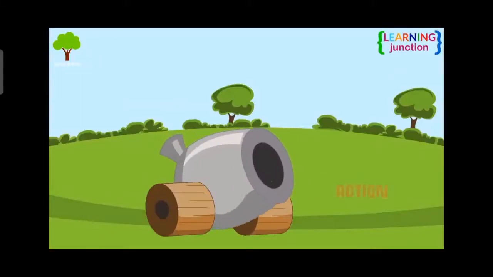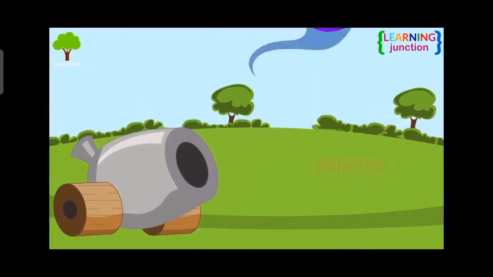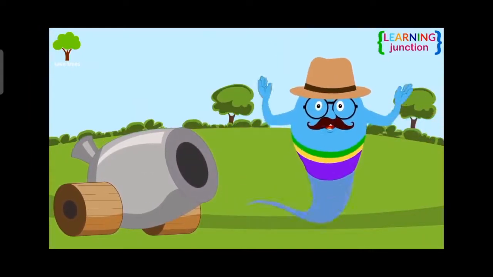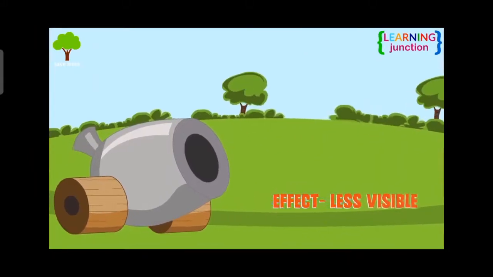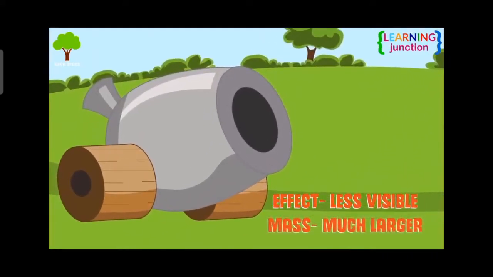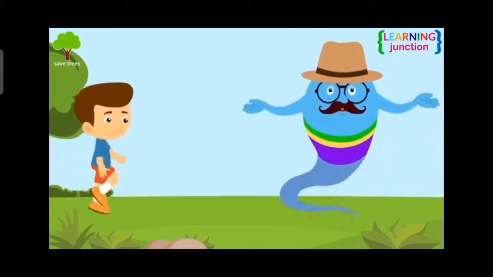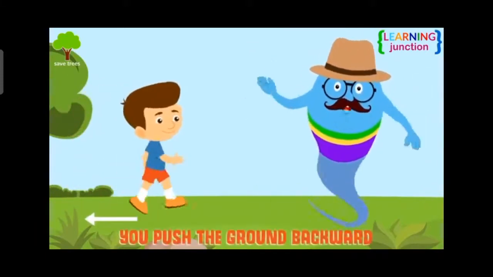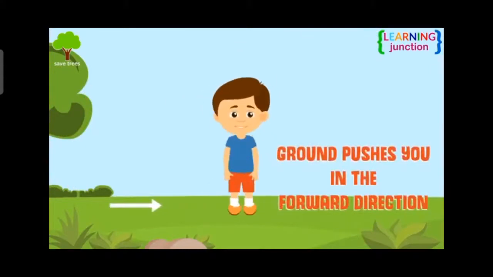When a cannonball is fired through the air by an explosion, the cannon is pushed backward. The force pushing the ball out is equal to the force pushing the cannon back, but the effect on the cannon is less visible because its mass is much larger. When you walk in the park, you push the ground in the backward direction, and the ground in return pushes you in the forward direction, thus making you walk.